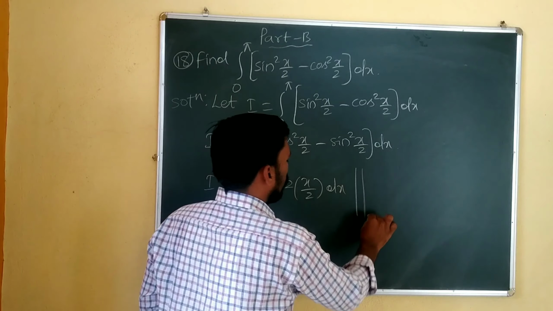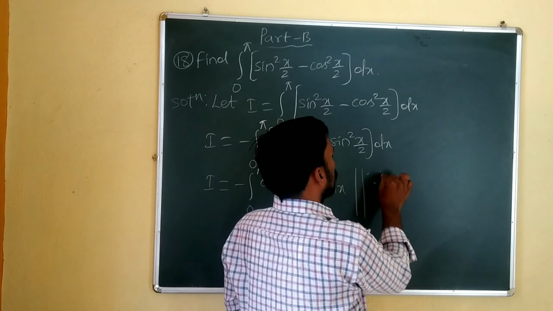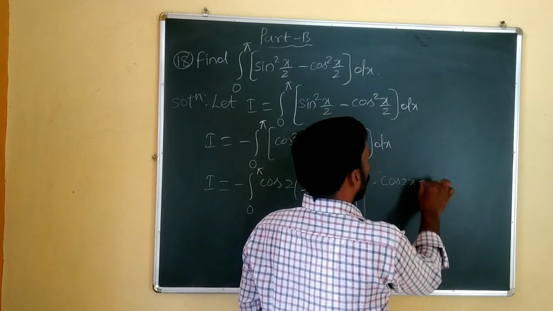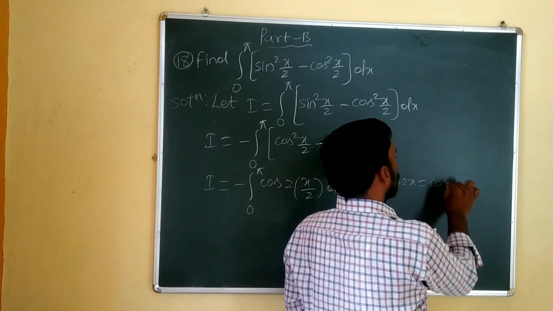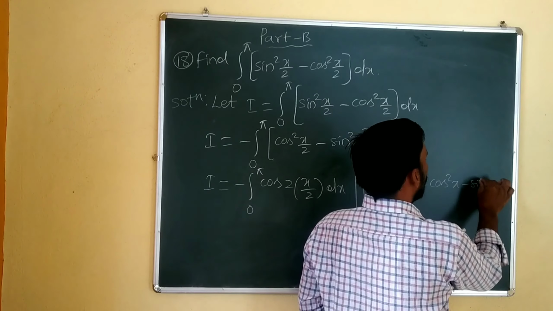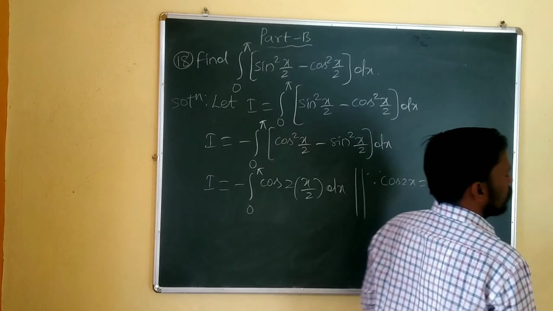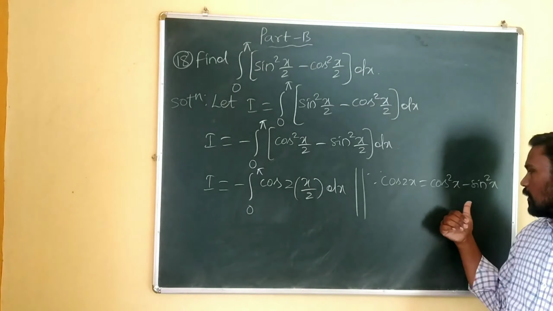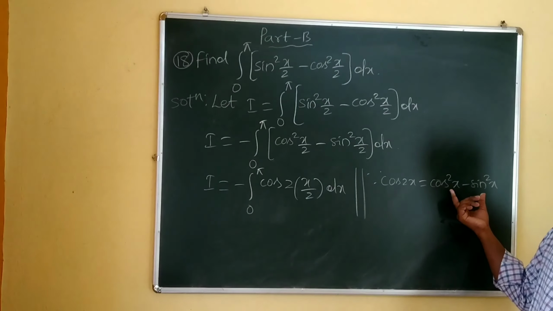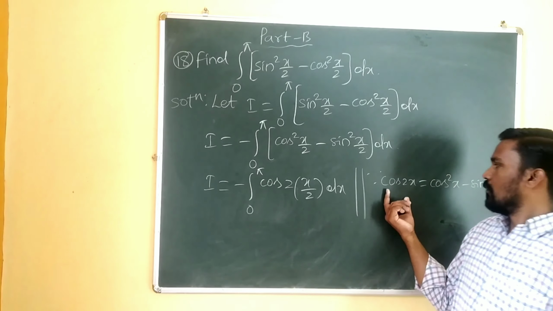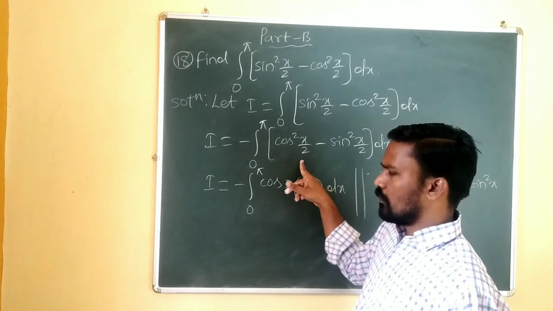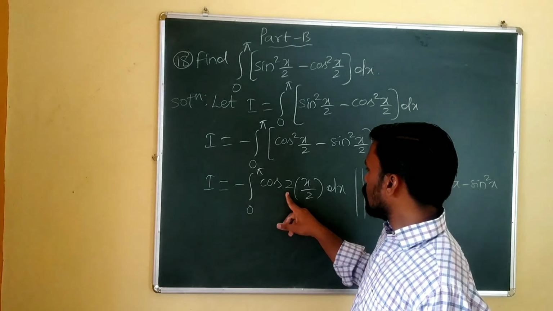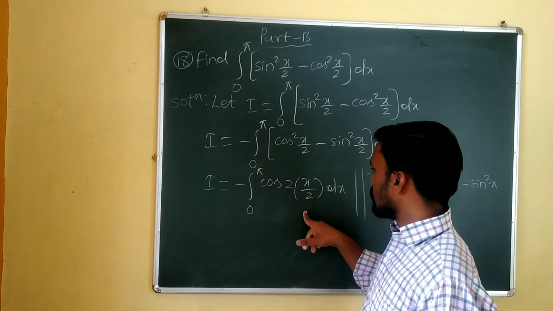Let me write that formula: cos 2x is equal to cos square x minus sin square x. Using this formula, cos 2x is equal to what? Cos square x minus sin square x. So in place of cos square x minus sin square x, you can write cos 2x. Similarly, here x is nothing but what? X by 2. This is cos 2 times x, x and x by 2.